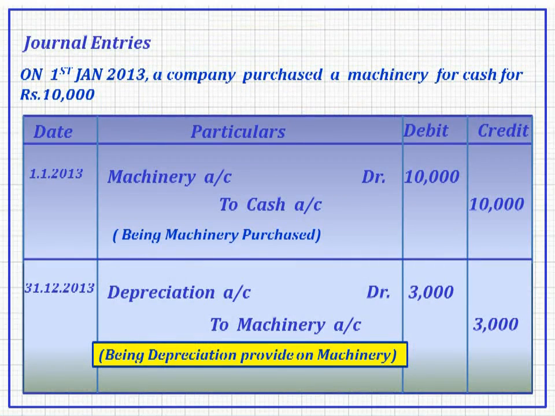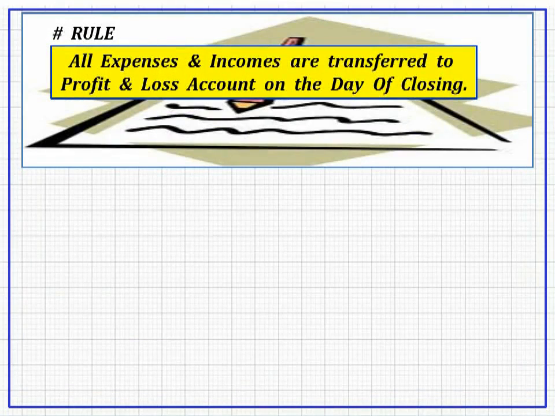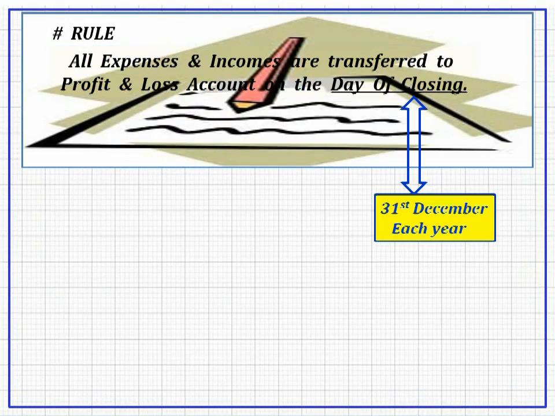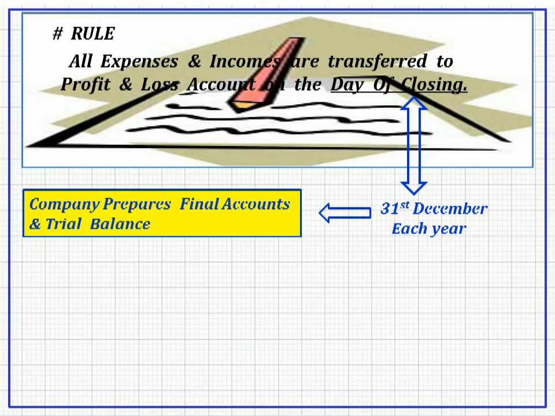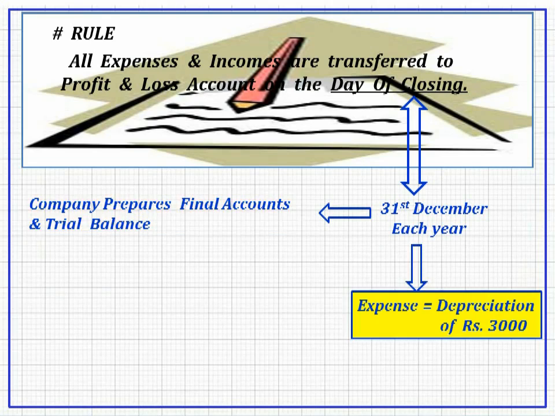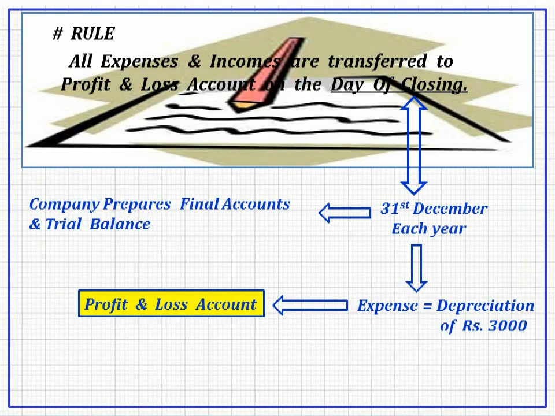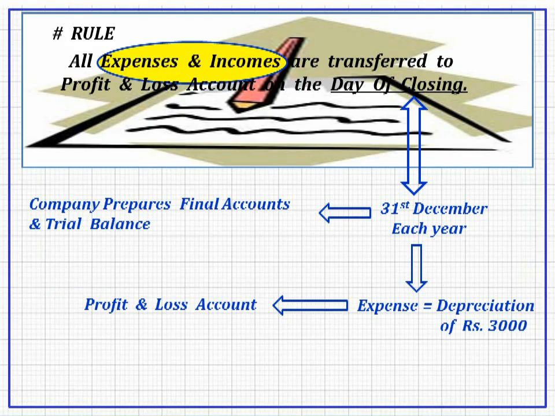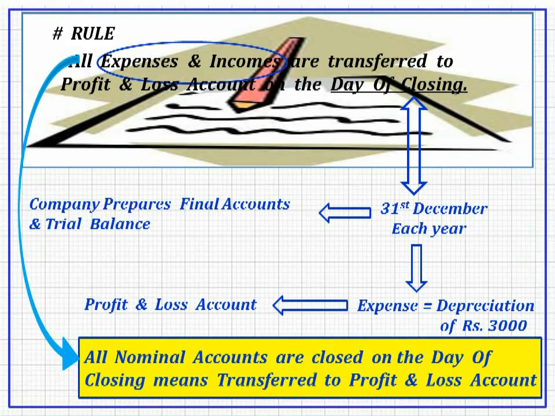So one more rule I would like to remind you, that all expenses and incomes are transferred to profit and loss account on the day of closing. And in this question, the day of closing is 31st December each year. The day of closing means when the company prepares final accounts and trial balance. So during this year, we have incurred the expenditure of 3000 in the name of depreciation. So this depreciation account will be transferred to profit and loss account. It must be clear to you that all expenses or incomes, I mean to say all nominal accounts, are closed on the day of closing. Means they are transferred to profit and loss account.